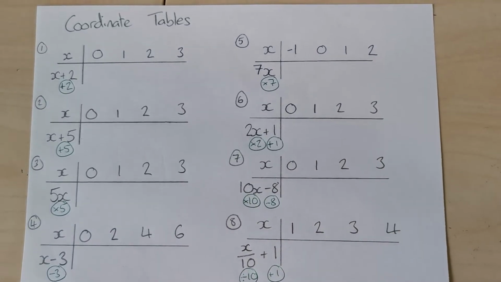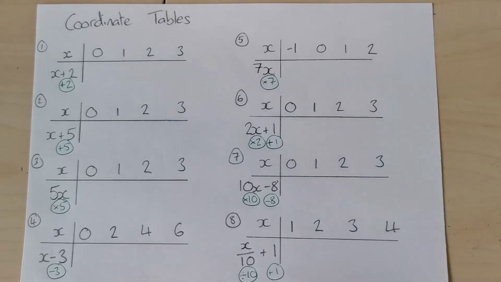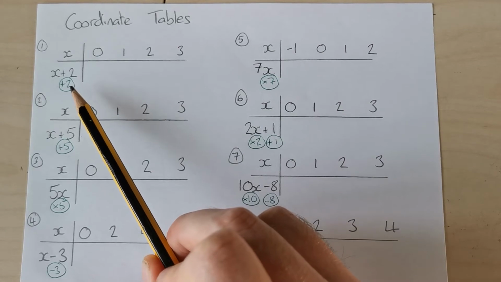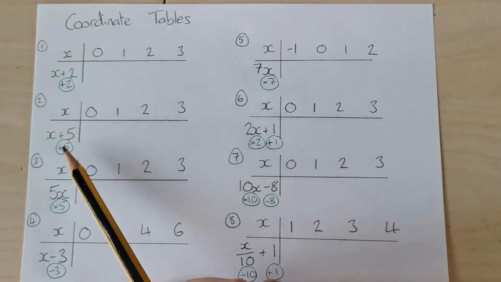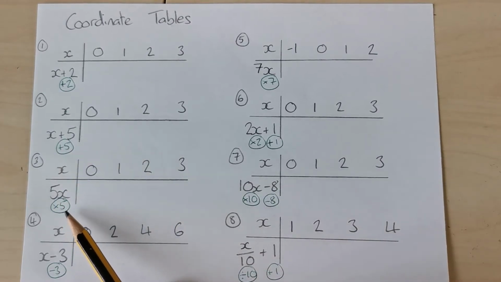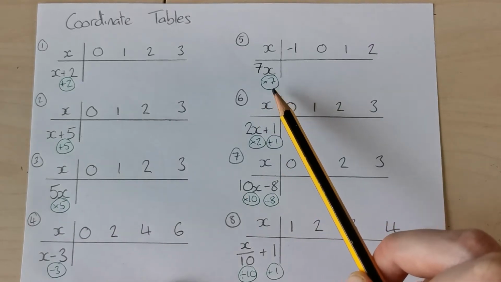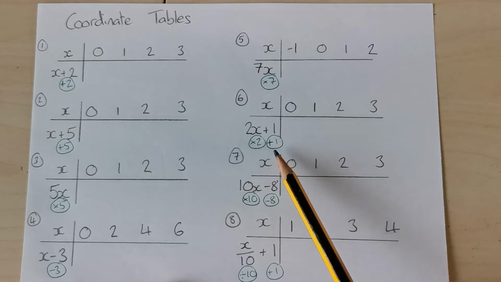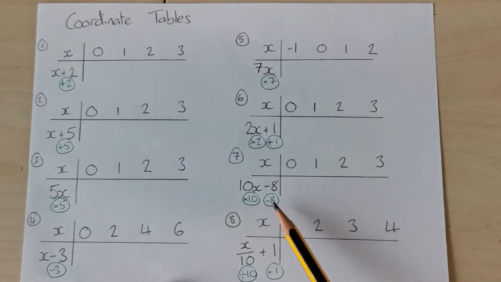Okay, going through the solutions to the coordinate tables that I asked you to complete. So first thing you'll notice is I've written down what each of the rules are asking us to do each time. For the first one, our rule is add 2. Next rule is add 5. Then we've got times 5, take away 3, times 7. 2 steps this one, times 2 and add 1. 2 steps again, we've got times 10, take away 8.